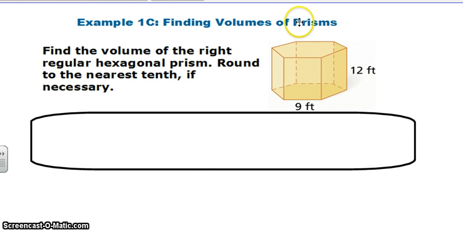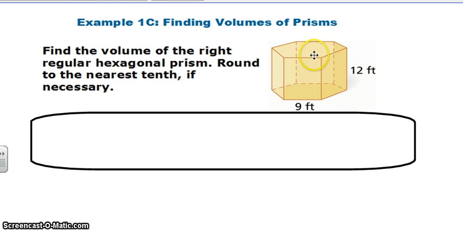Find the volume of the right rectangular hexagonal prism. Round to the nearest tenth. Pause and come back. Now the trick here was finding the apothem, right? And so you might need to find the number of degrees in all of these angles. It's 360 divided by 6, right?